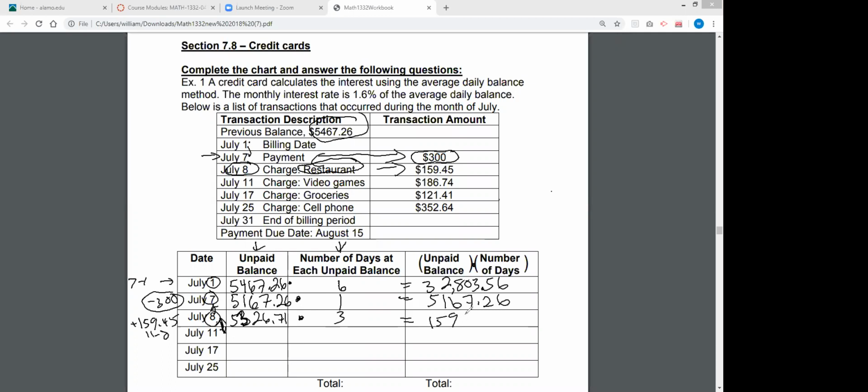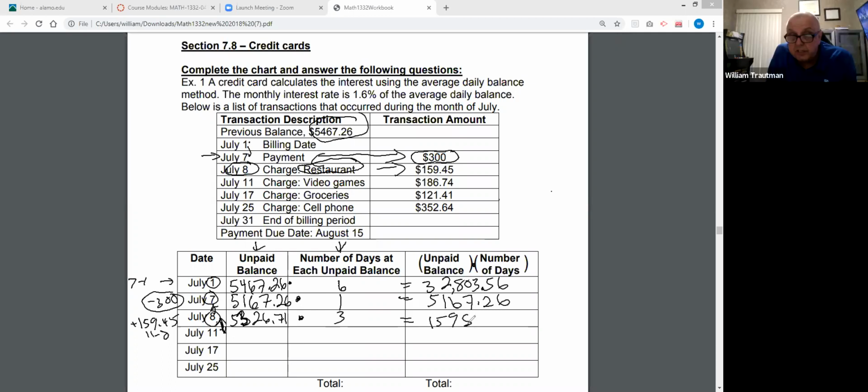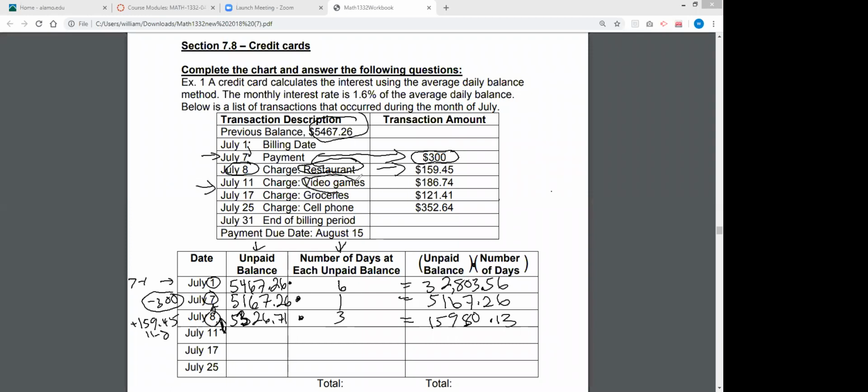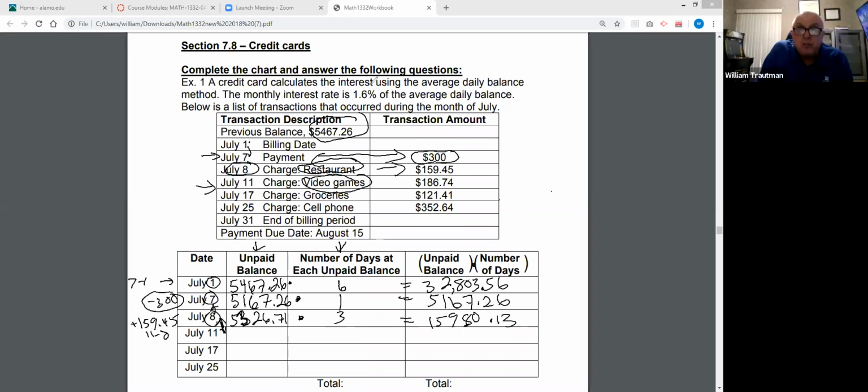$15,980.13. $80.13. Yes. All right. So this is my new balance, 5326.71. And on the 11th of July, I went crazy. I went to the video game store and I paid $186. So I am going to add $186 to my balance because I bought something.